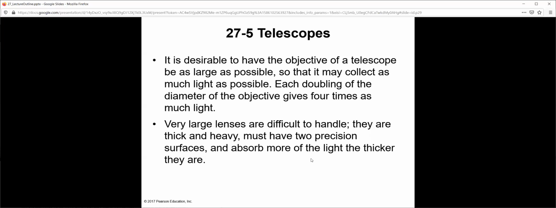Very large lenses are difficult to handle. They're thick and heavy, and must have very precise surfaces. So very large lenses are used at observatories. You can really only get such a certain size of telescope at home before the math about using these lenses gets out of hand.